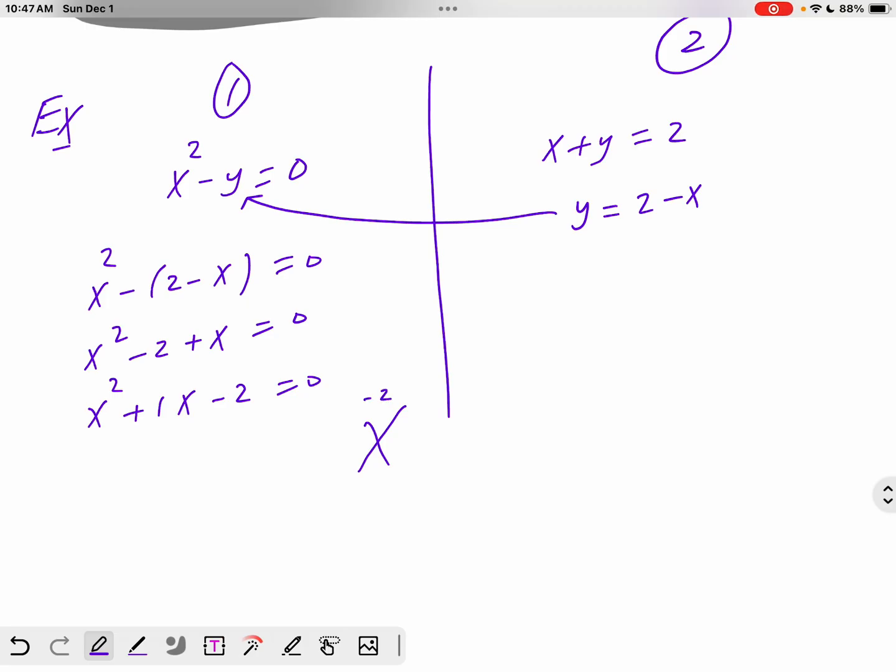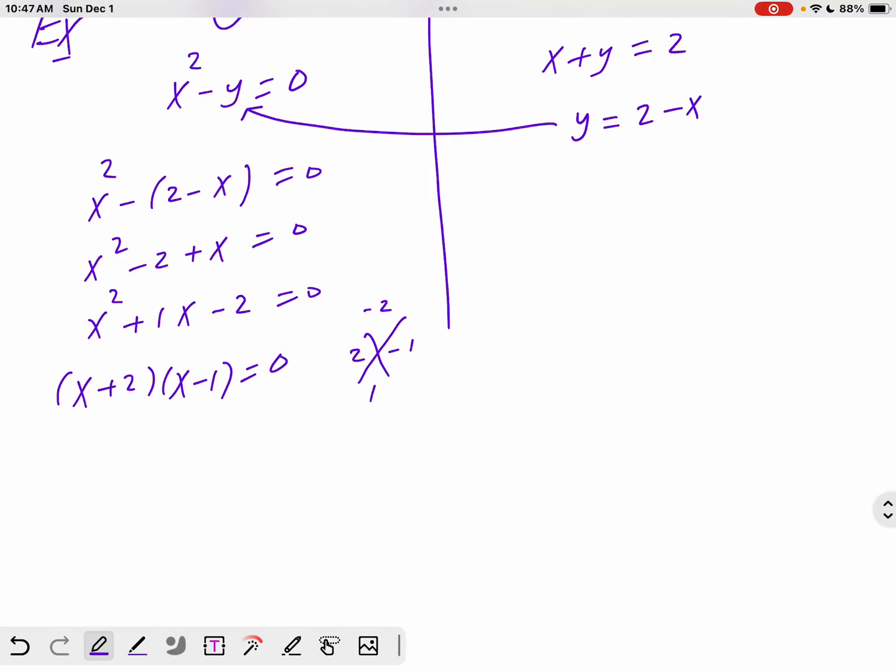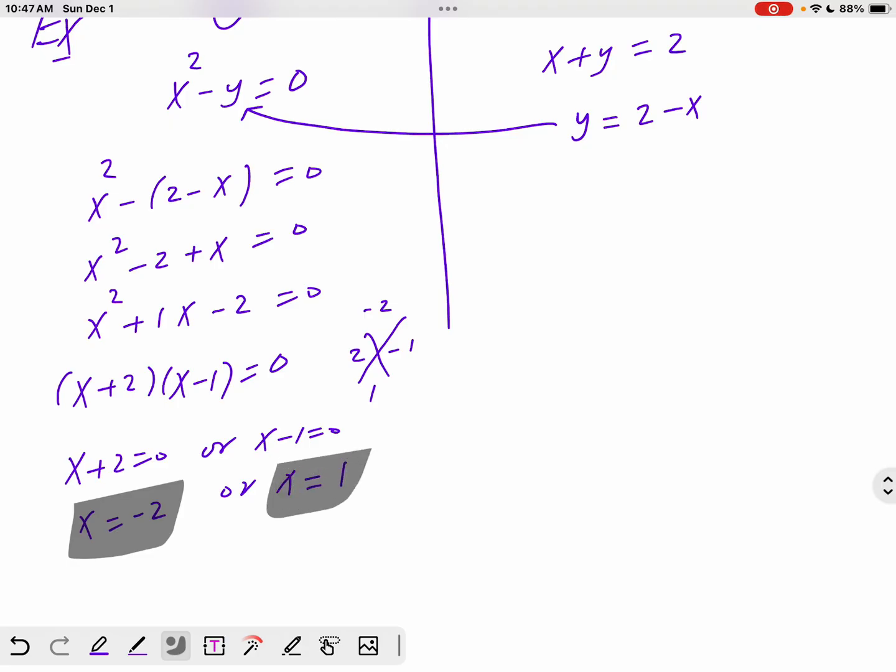So then factor it. The top is -2, 1. So the factors are 2 and -1. So then x plus 2 times x minus 1 equals 0. So then using the zero product rule, x plus 2 equals 0 or x minus 1 equals 0. So the x equals -2 or x equals +1.